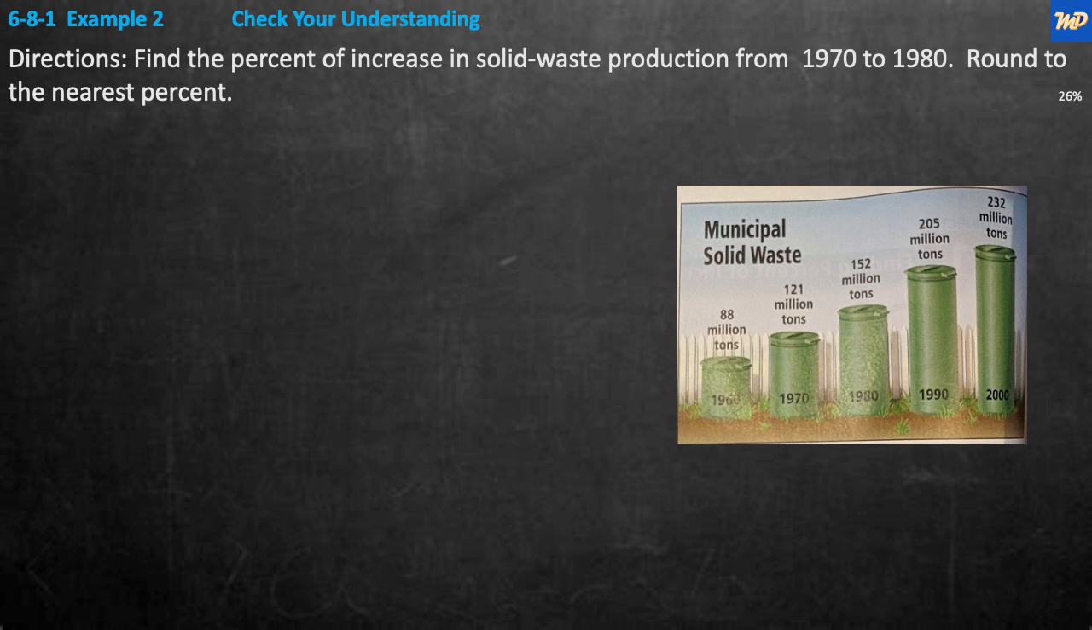Example 2, check your understanding. Directions: find the percent of increase in solid waste production from 1970 to 1980. Round to the nearest percent. Okay, this is your turn. Go for it. I'll wait. Okay, are you done? I'm assuming we're all finished as far as we're going to go. So let's go ahead and try it out.